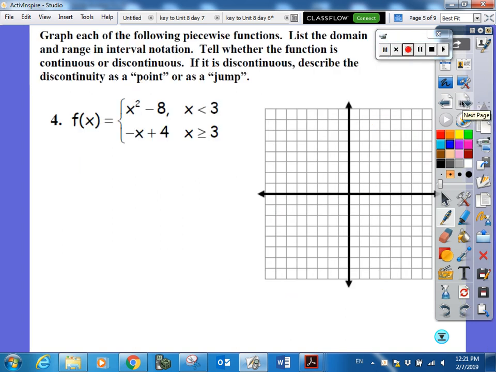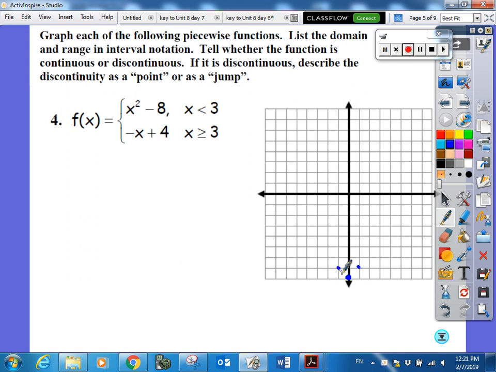Again, a parabola and a line. So this parabola, if we know what that looks like, and we can graph our parabola, we know what the vertex, this is the parent function down 8. So let's do it that way instead of making a t-chart. The parent function down 8. Then if I follow my pattern, over 1, up 1, over 1, up 1.